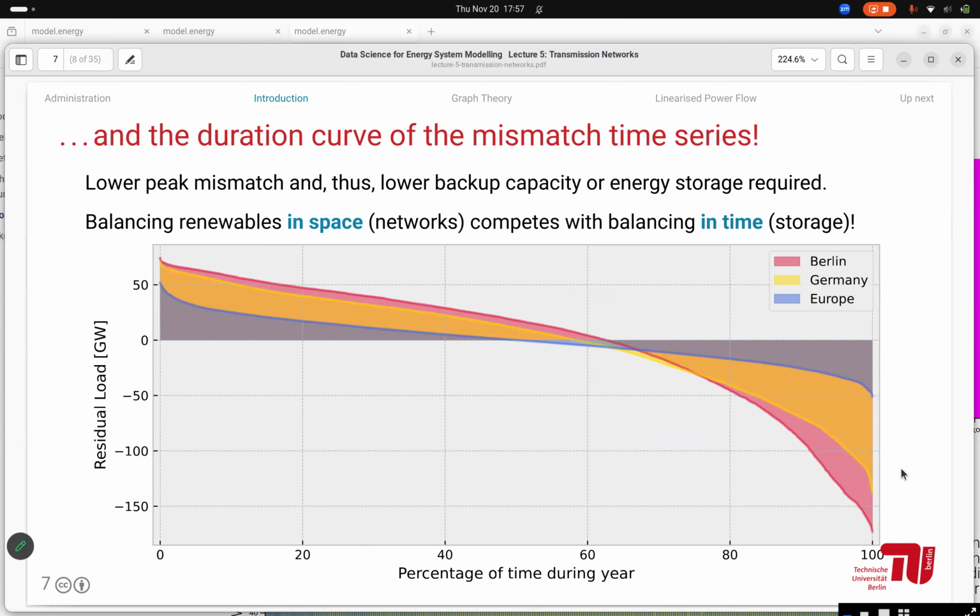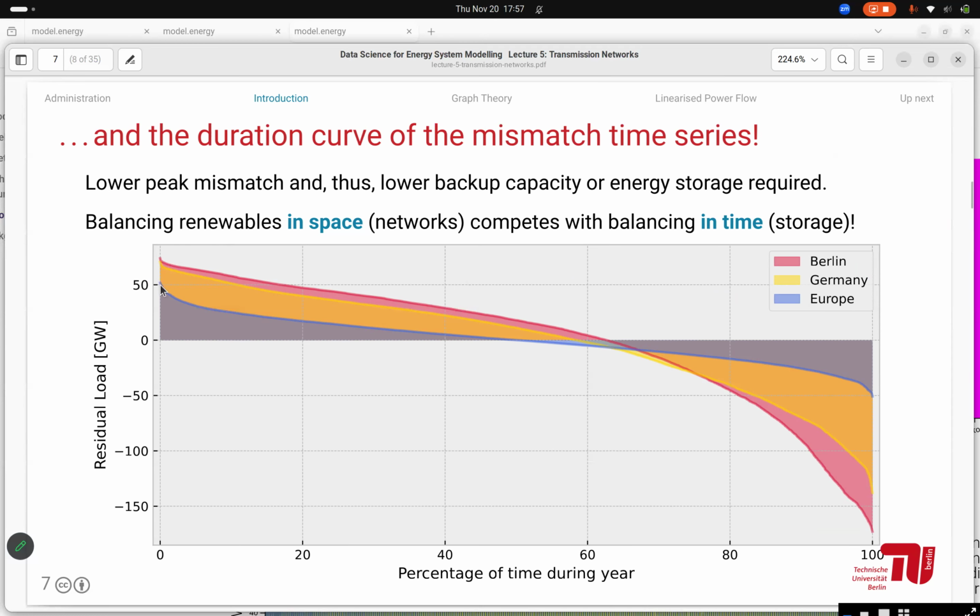residual load duration curves. So these are the residual load duration curves we talked about in the last lecture, where red is your residual load curve for Berlin, Germany, yellow for Germany, and bluish for all of Europe. And why did I say you can see that also in the residual load duration curve? Maybe let's spend 1 or 2 minutes on why I can see that in the load duration curve.